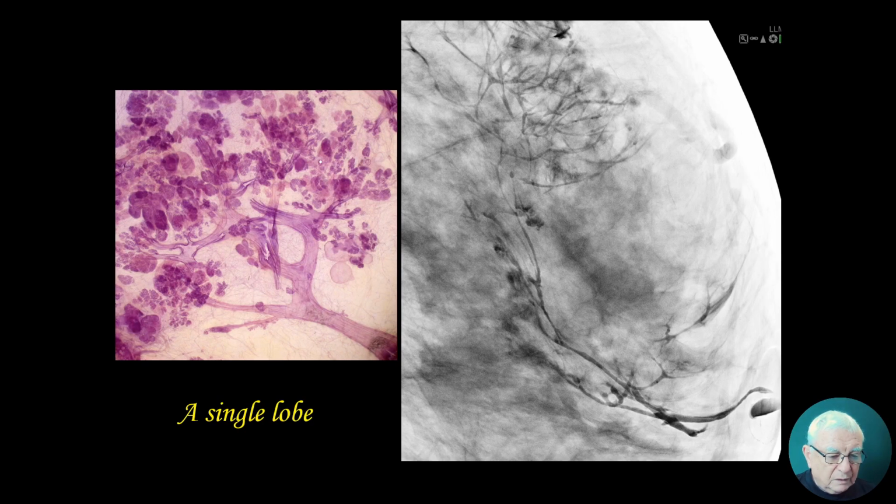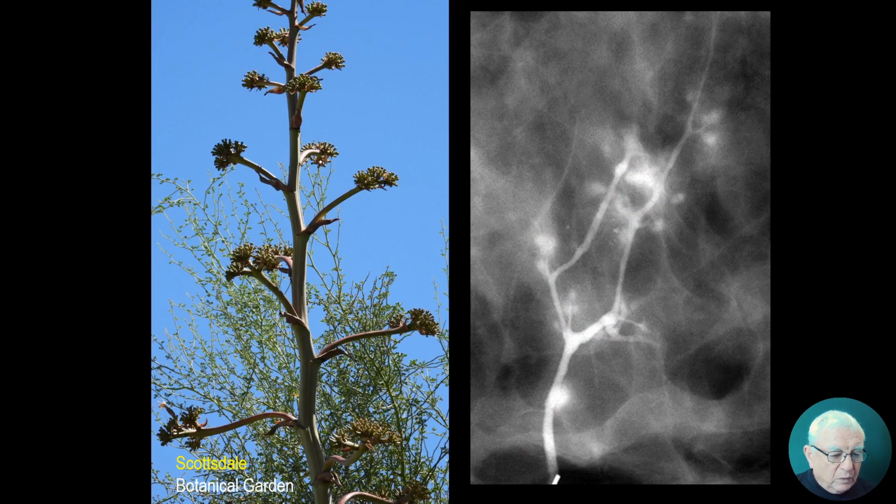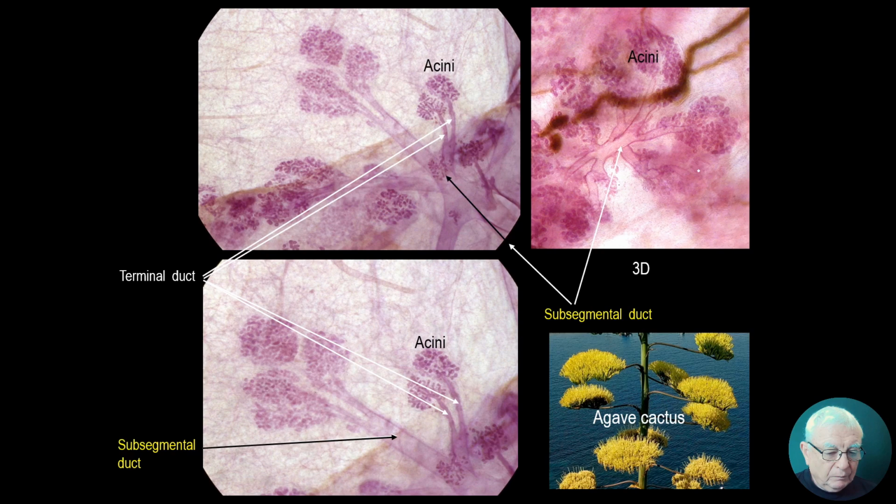Easy to understand. And now we are going to go to the small details. If this is a terminal duct, then these are the acini. Unfortunately, our resolution ability is not good enough to see the details, but there are about 50 or 60 acini per lobule. And it's in here.